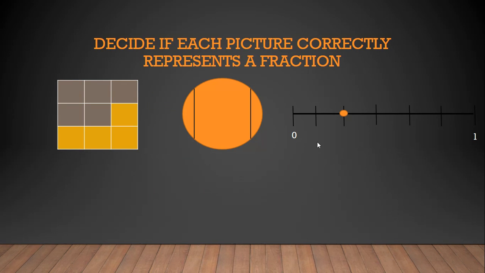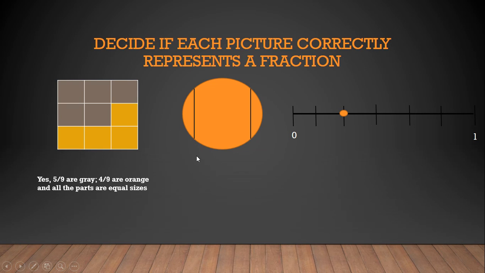Look at the pictures below. Let's decide if each picture correctly represents a fraction. First, we have this one. I see a square. It is divided up into 9 squares. Some are gray, some are orange. Does this correctly represent a fraction? If you said yes, you were correct. 5/9 of the square is gray, and 4/9 of the square is orange, and all the parts are equal sizes.